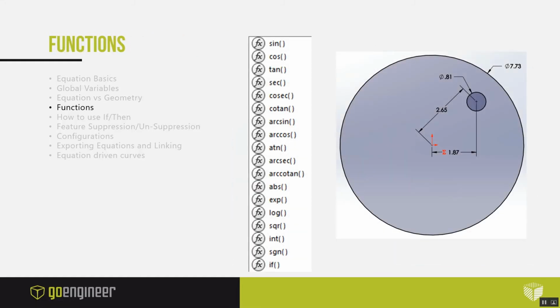This is a list of functions copied and pasted from the function editor. When you go in to create functions, you've got sine, cosine, tangent, secant, square root, integer, and if-then statements. So when you go to create an equation, those are available to do that with.